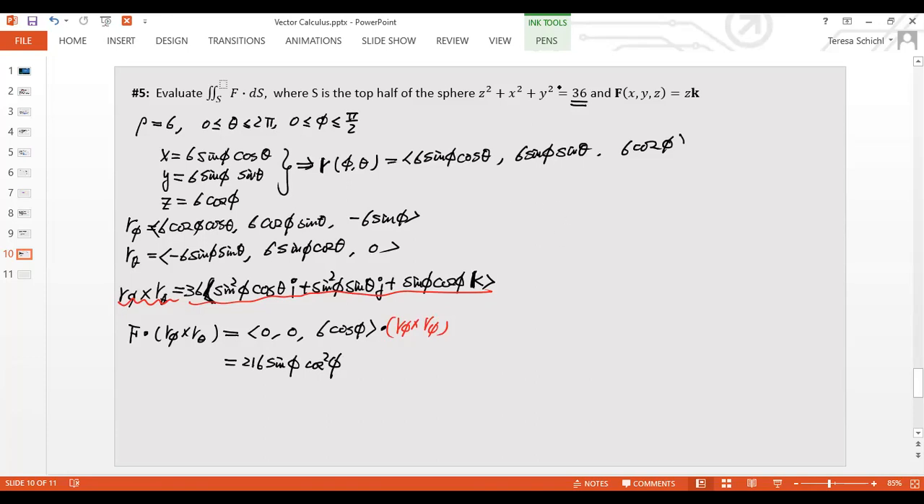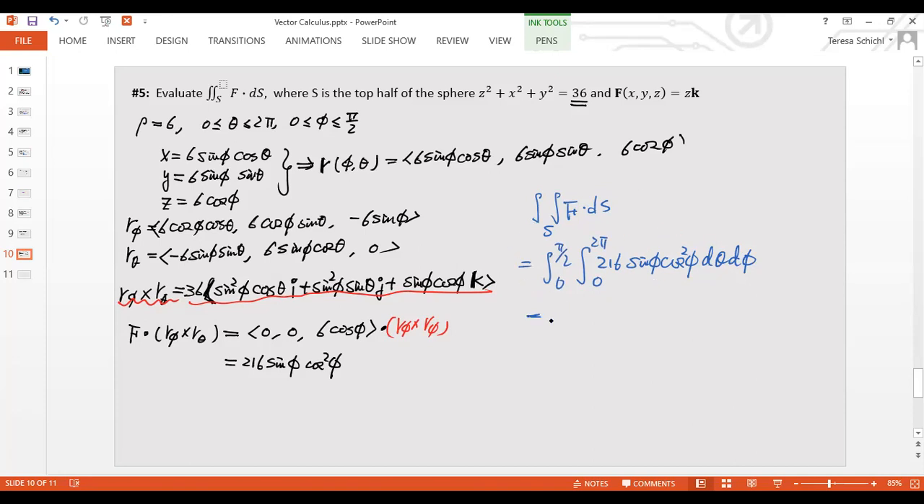Okay, so now finally I can find my integration here, the surface integral of F dot dS. So I can rewrite it into this term. I have 216 sine phi cosine squared phi, then I do d theta d phi here. So theta is from 0 to 2 pi, then phi is from 0 to pi over 2. So you see here, it turns out to be a pretty easy integration.